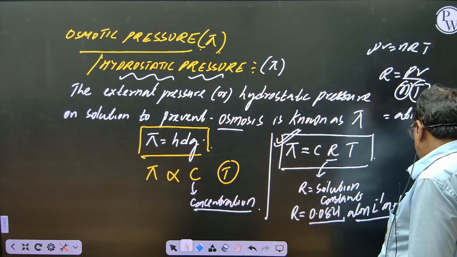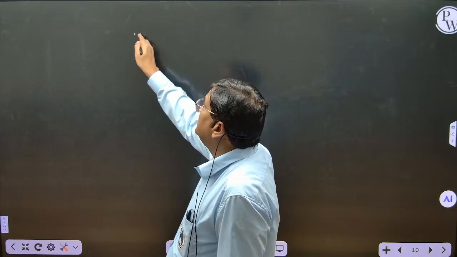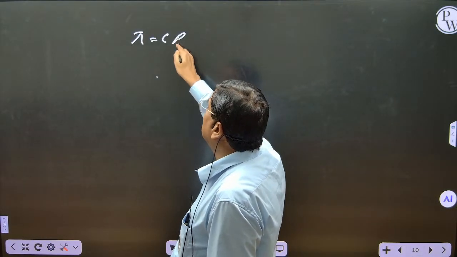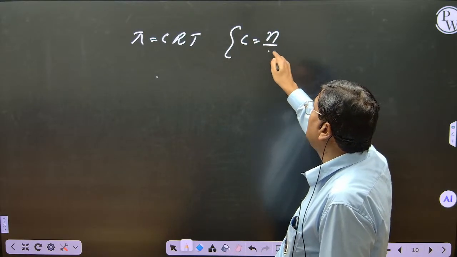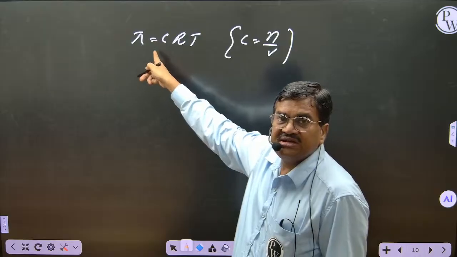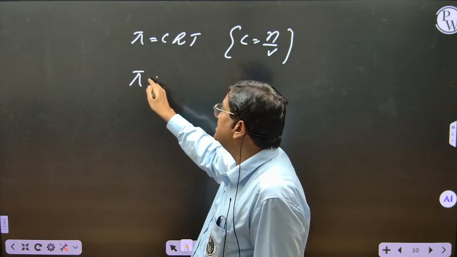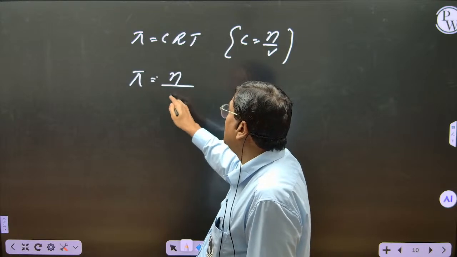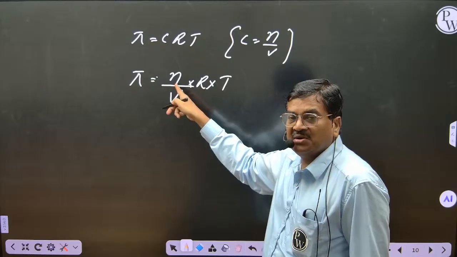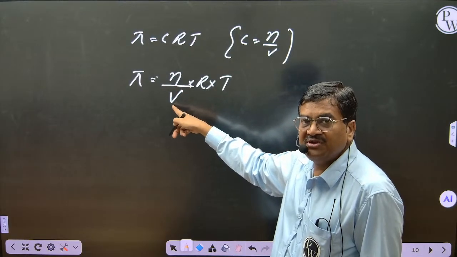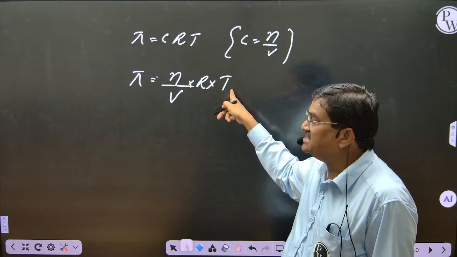Now see what we write in this. Pi is equal to CRT, we wrote, no? Now C can be written as what, students? As you know, in mole concept, molarity is nothing but number of moles per unit volume. So we can further write this as pi is equal to n by V into R into T, where n is number of moles, V is volume of solution in liter, R is universal gas constant, T is temperature.